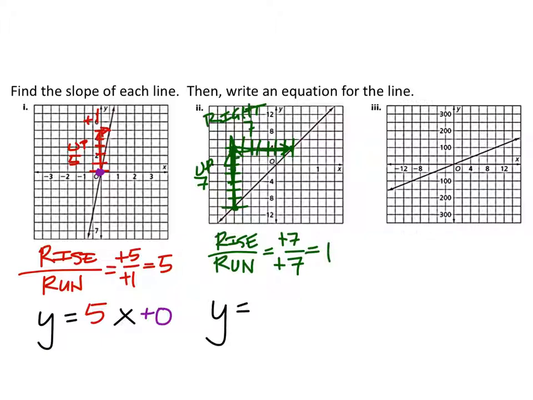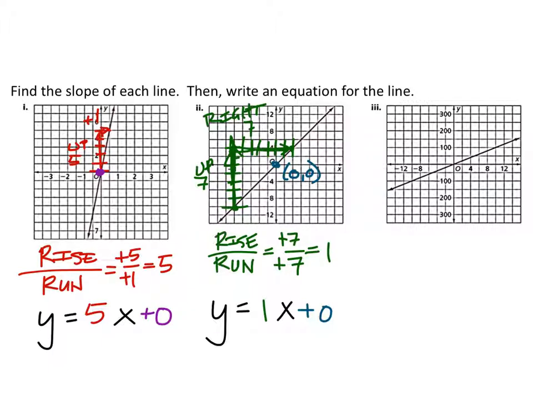So next up, we'll write the equation for that, and right now we know it's a slope of 1. Next up, all we need is the y-intercept, which is also again here at the origin, 0, 0. So we put plus 0 there, and that would be the equation.